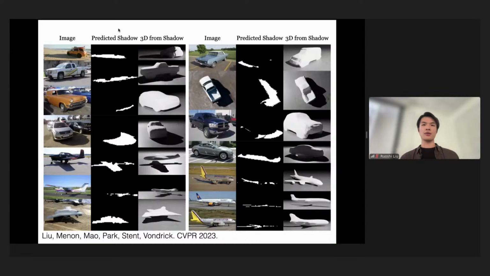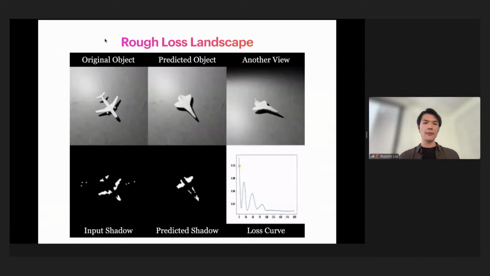And it also works on real world images. So apparently there's a data set, and there's even a line of work on shadow detection or shadow instance segmentation. So we take some of the data from the data set, extract the shadows with their algorithm, and then run our algorithm on it. And it's able to reconstruct these real world 3D objects from the predicted shadows in the data set.